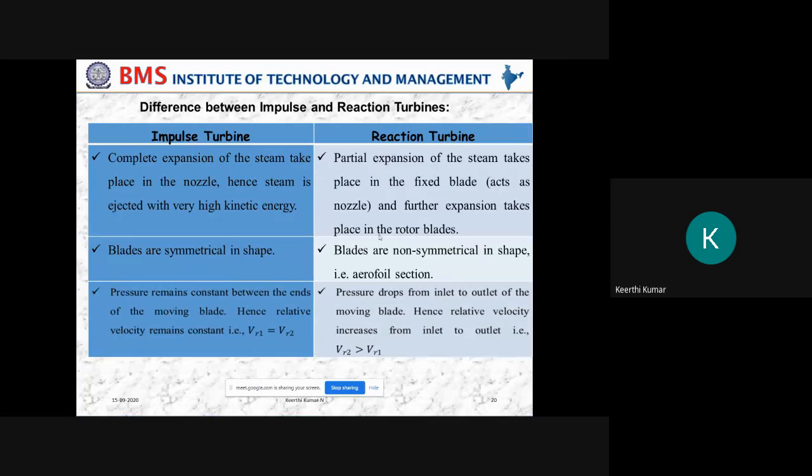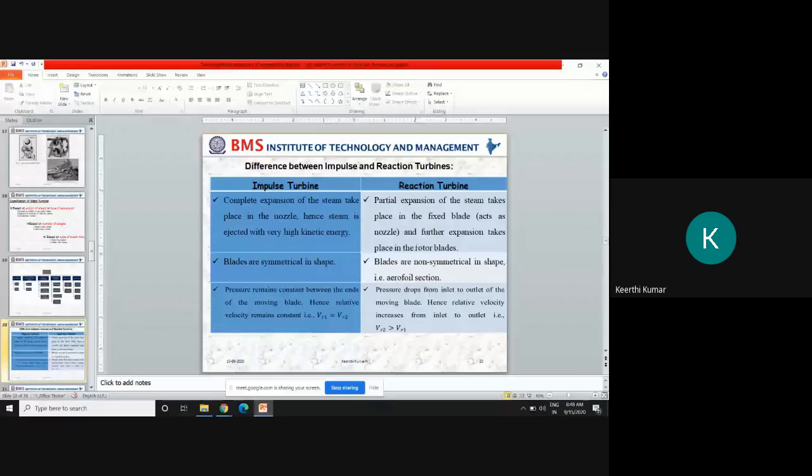And further expansion takes place in rotor blades. Here expansion takes place only in nozzle. Here expansion takes place both in fixed blade as well as rotor blades. You underline these two. These two are very, very important. Just I'll highlight that. Expansion takes place both in fixed and the rotor blades, but here the expansion takes place only in the nozzle. So this is a technical key term under the heading of impulse and reaction turbine.